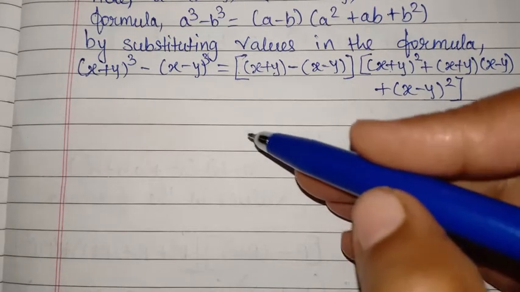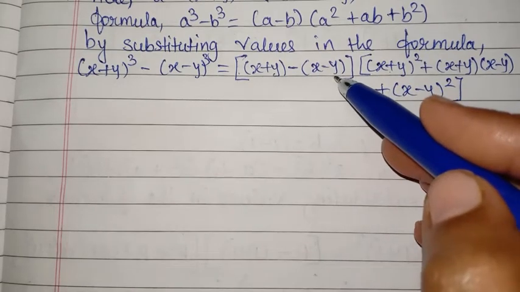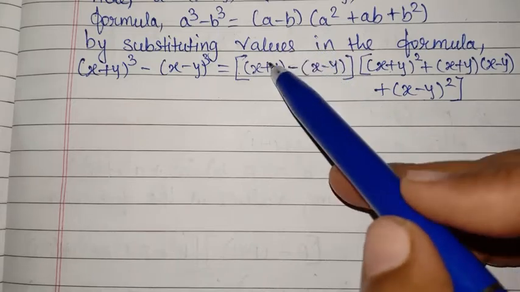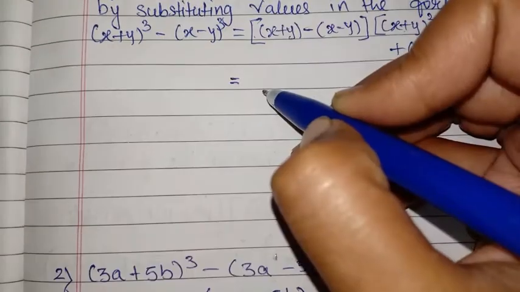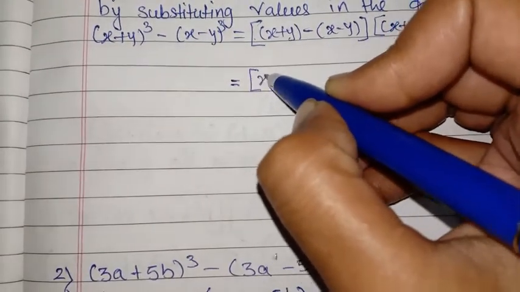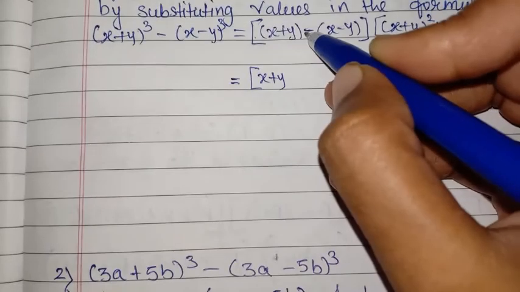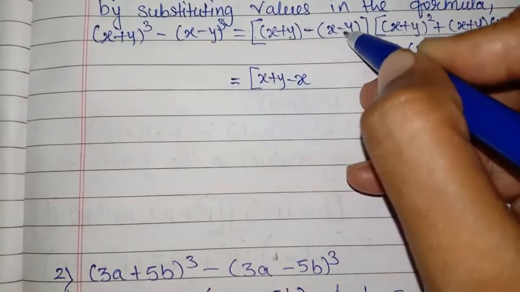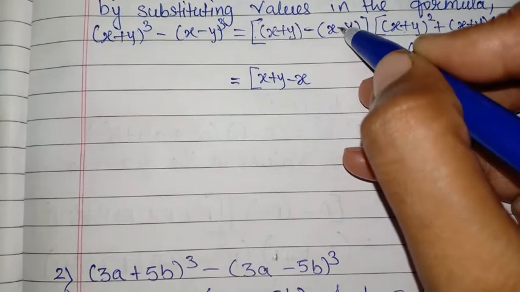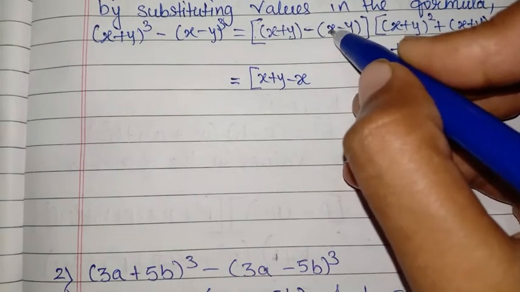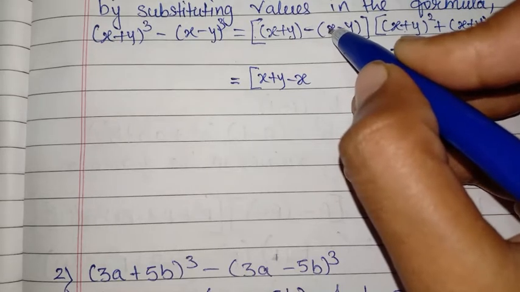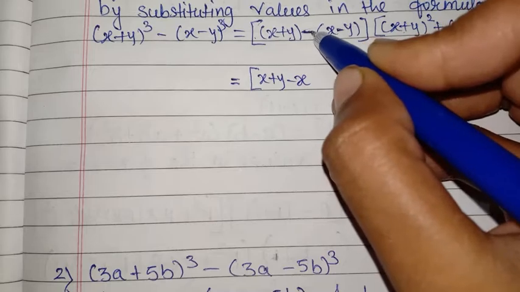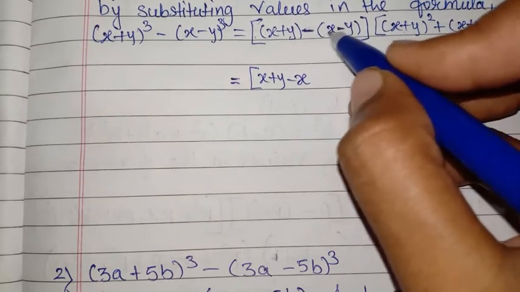Now we'll solve this. The first bracket we will write out of the bracket. The first one is equal to (x plus y) minus (x minus y). This x is plus, in the bracket it is plus and this y is minus, but out of the bracket when a minus sign is there we have to change the signs.